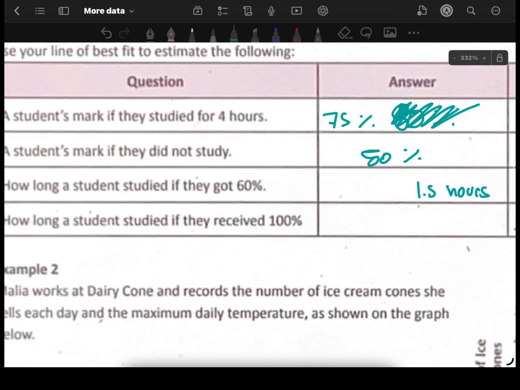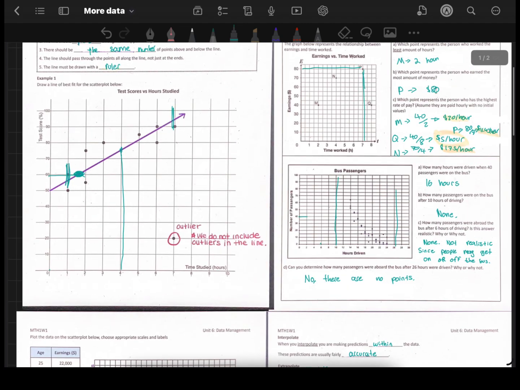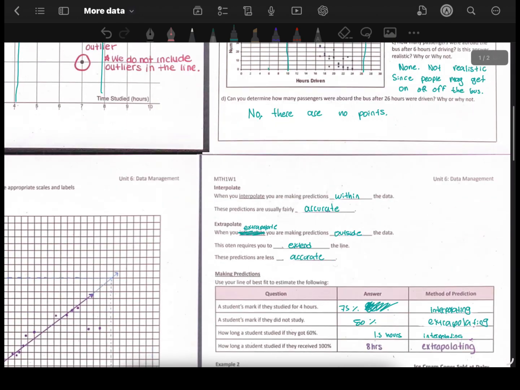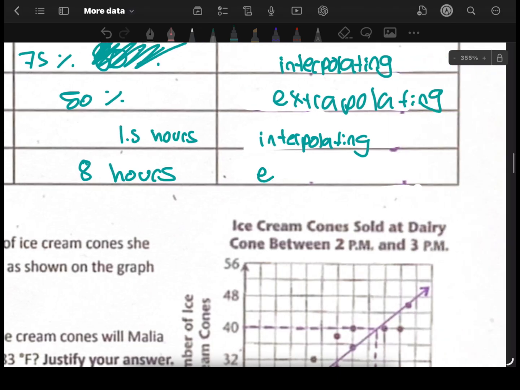And then we need to check how long a student would study if they received a 100. This one is a little bit more difficult. 100 is around here. So this would be extrapolating, but that would be around 8 hours. Or in our case, we have 8. And that would be extrapolating because it's outside the data set.